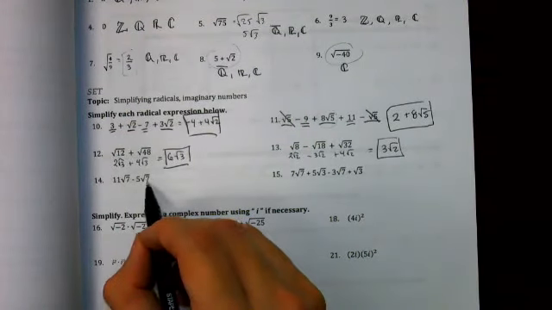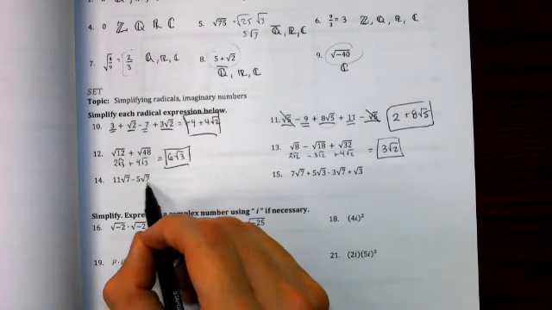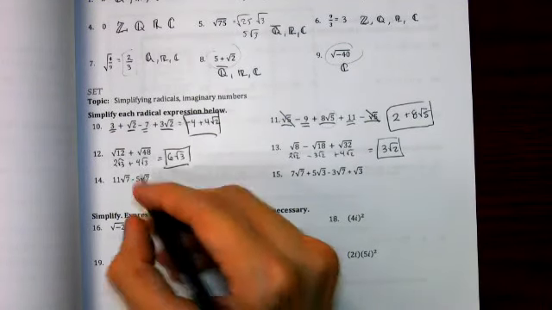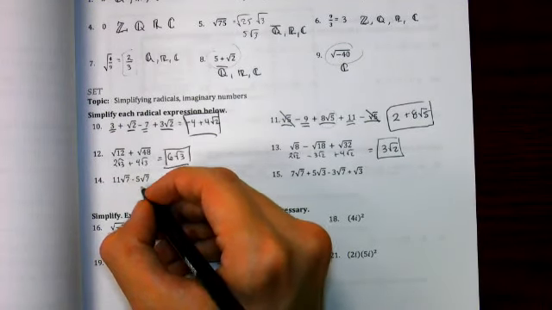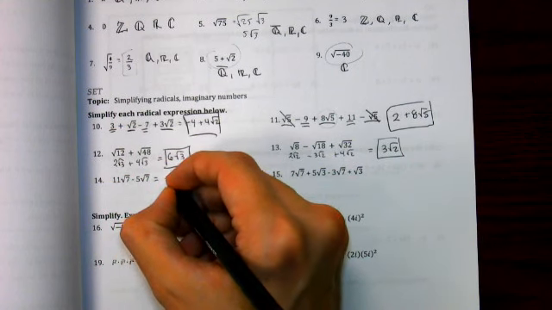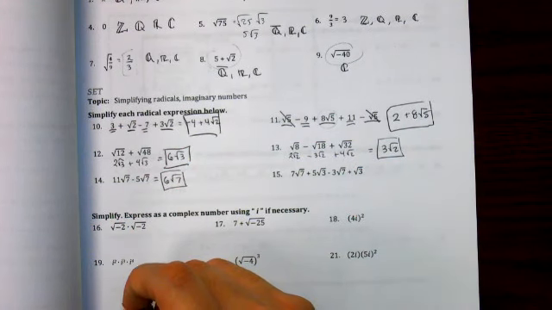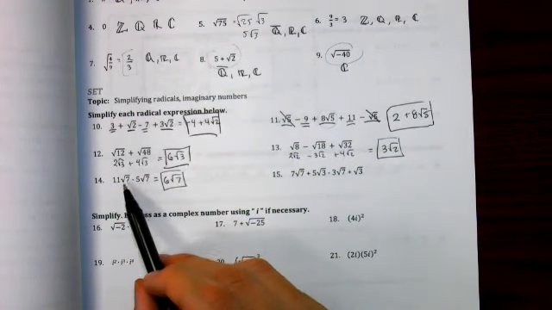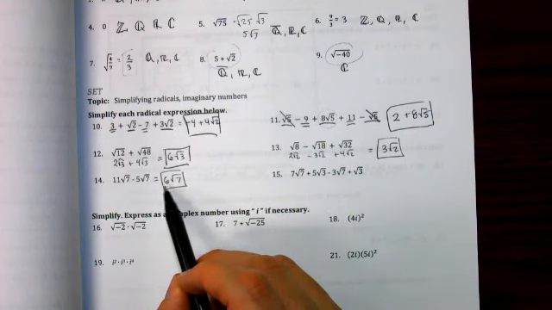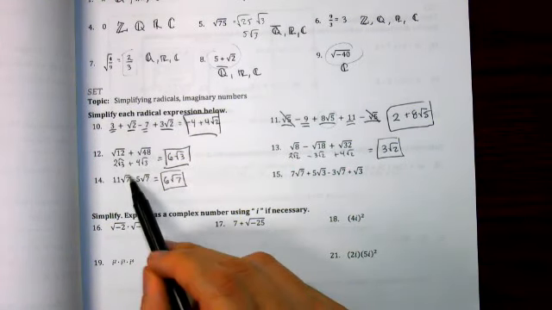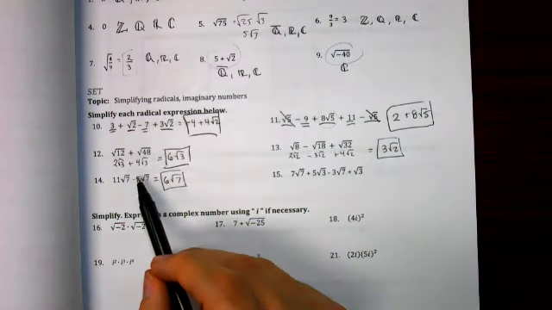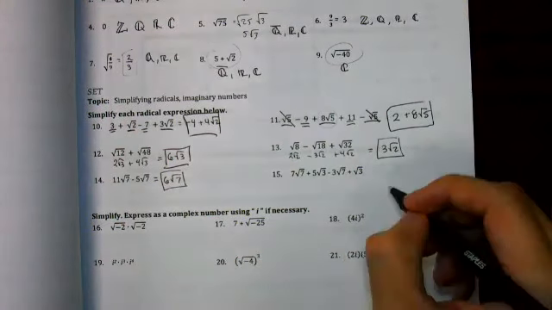Okay, these are already like terms. 11 root 7 minus 5 root 7 is going to be 6 root 7. You can also think of the roots as kind of like units. So it's like saying 11 inches minus 5 inches, it's 6 inches, right? The radical has some similarities. You can think of it like that.